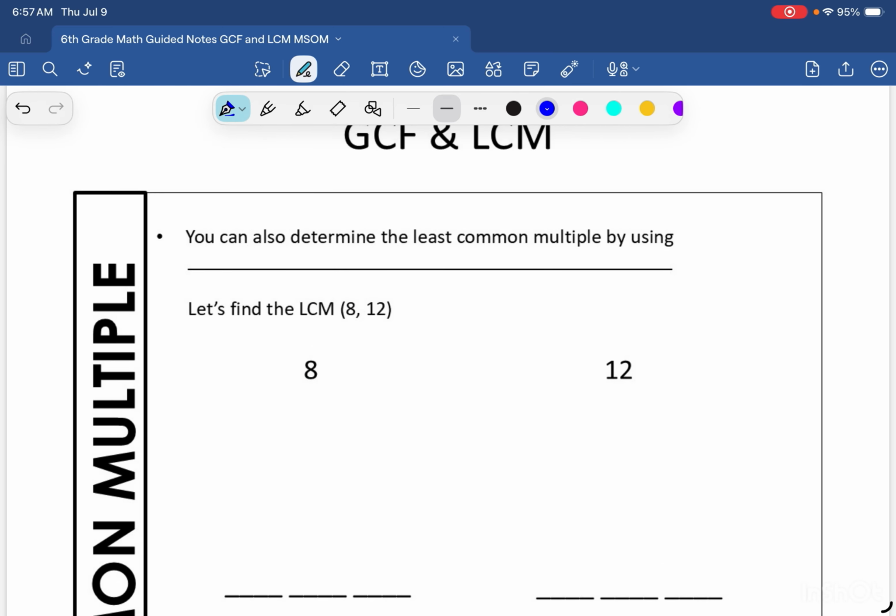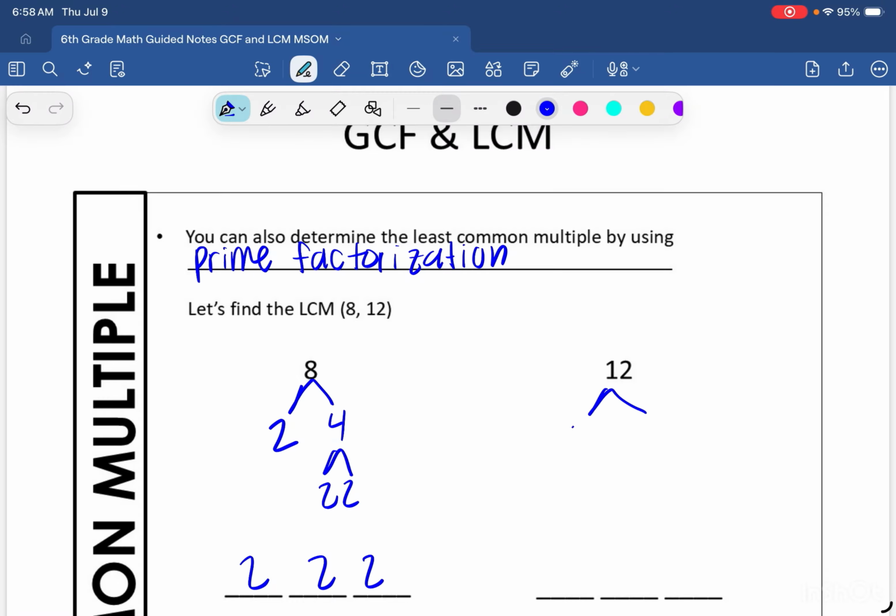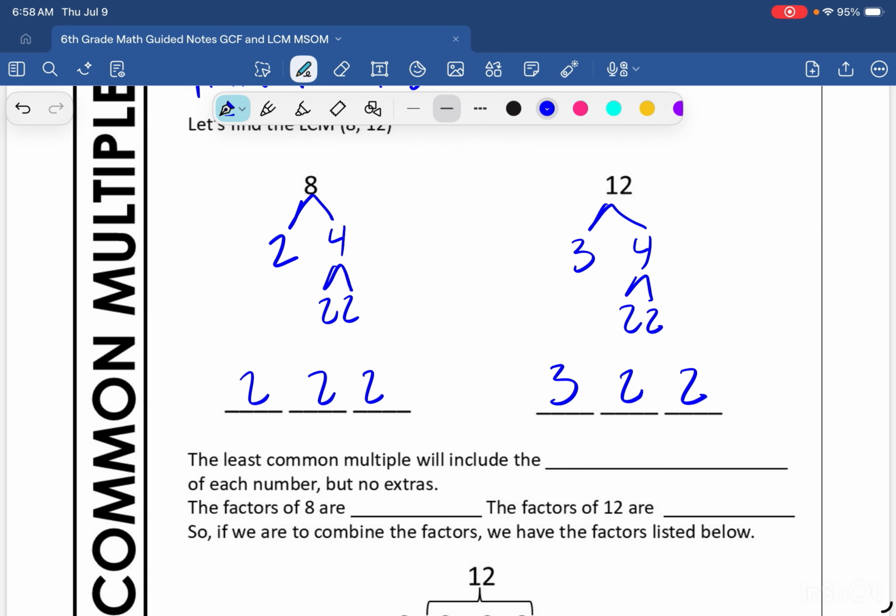You can also determine the least common multiple by using prime factorization. So we need to find the least common multiple between 8 and 12. So we're going to prime factor 8. So 2, 4, 2, and 2. So 2, 2, 2. And then 12: 3, 4, and then 2 and 2. So we have 3 and 2 and 2. The least common multiple will include the factors of each number, but no extras.